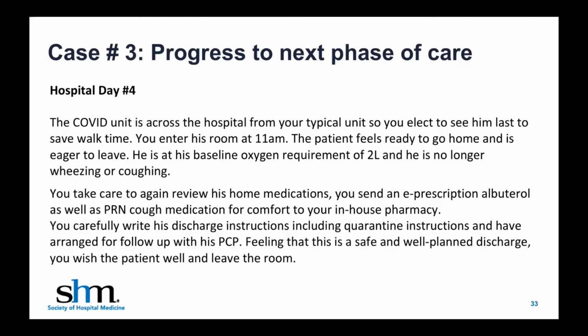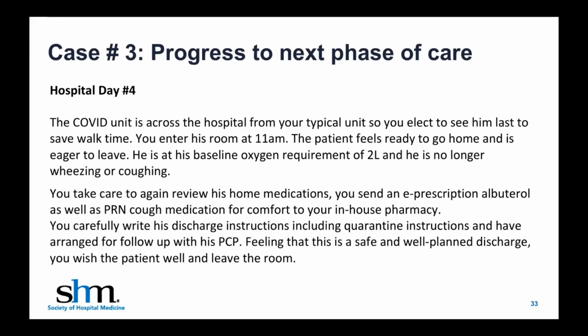He feels ready to go home. He's eager to leave. He's got his baseline oxygen requirement. His wheeze and his cough have gotten better. You take care to review his home medications. You send his e-prescription albuterol as well as his PRN cough medicine to your in-house pharmacy, thinking that this will be the easiest for you and easy for him to pick up on his way home.